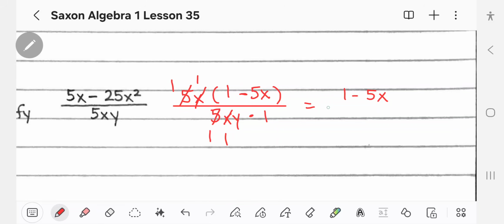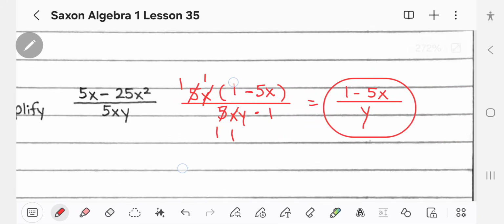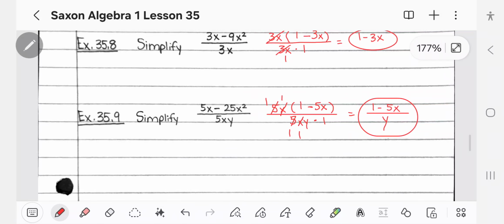And then in the denominator, what do we have? Well, we have a 1 times a 1 times a y times a 1. All those 1's multiplied by each other times the y is just a y. And that y does not cancel because there's no y factor in the numerator. So this is your simplified form of this expression. You made it. Good job.